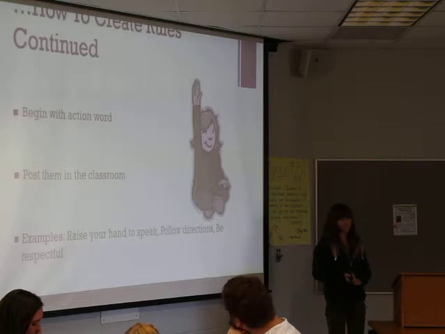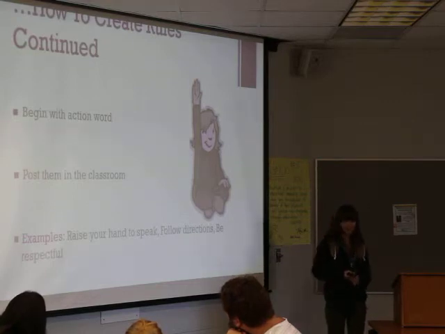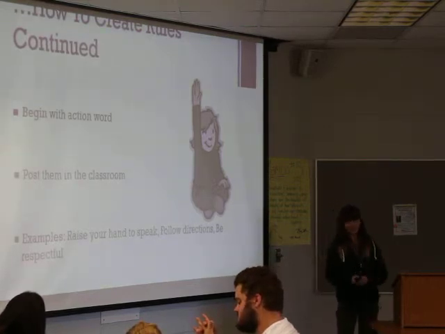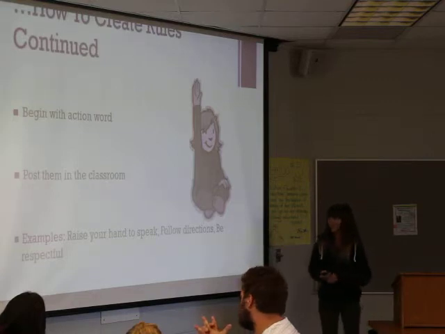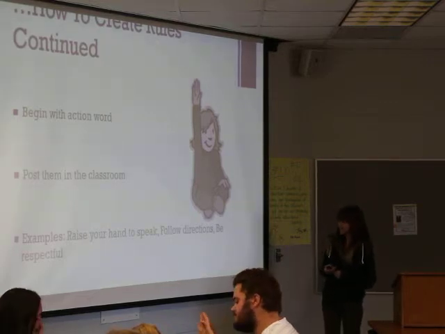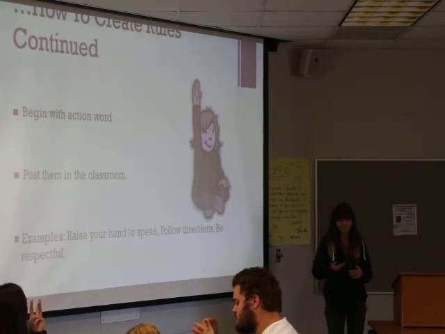Also, begin them with an action word to prompt them to do the rule. And then when you're done with them, post them in the classroom somewhere so the kids can always refer to them. And then if a kid does break the rules, which they're going to, you can always go back to the rules in the classroom and remind them what they all set up together. So here are some examples that you guys probably remember from when you were in school. Raise your hand to speak, follow directions, be respectful. They're short and simple and easy for the kids to remember.